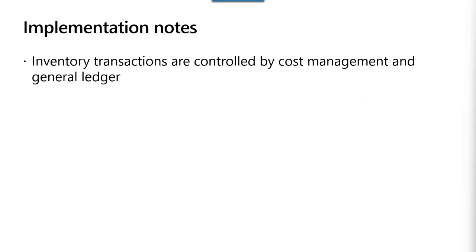In a change from our normal do's and don'ts slide, since this product's so new, we're going to talk about implementation notes instead. If you've tested this and you have feedback as to recommendations when implementing, we would love to hear it. However, we're just going to stick to today our implementation notes and FAQs. The first thing to note is that while global inventory accounting gives us additional ledgers, inventory transactions, InventTrans, is controlled by the cost management and general ledger module configurations.